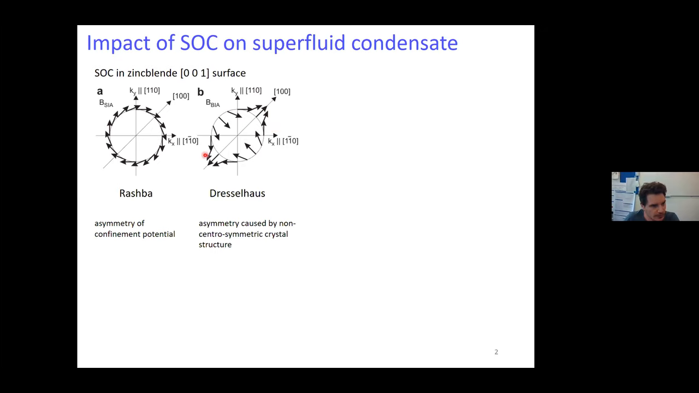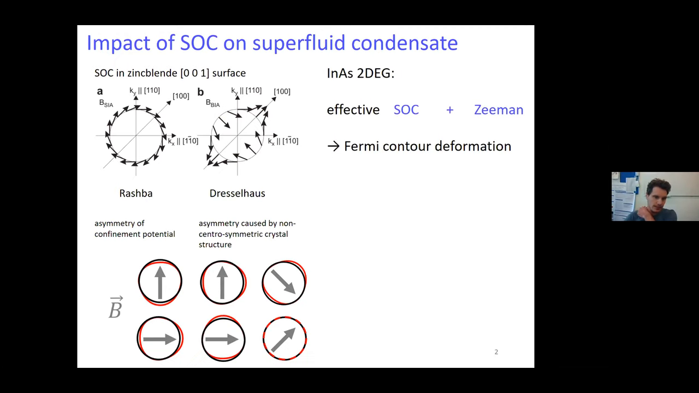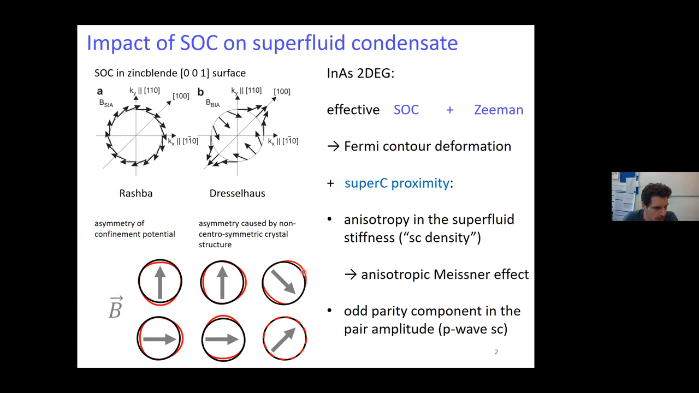The second term is the Dresselhaus contribution. This comes from an intrinsic asymmetry caused by the non-centrosymmetric crystal structure in the indium arsenide. And in this case, the spin orbit fields are not isotropic. And what we want to see is what will happen if you combine the effective spin orbit fields with an external Zeeman field. This should lead to a deformation of the Fermi contour. And if we then want to form Cooper pairs out of this on this Fermi surface by adding a superconductor on top, this could lead to an anisotropy in the superfluid stiffness, so more or less a superconducting density, which could be measured by an anisotropic Meissner effect, or maybe we could see odd parity P wave-like components in the order parameter.